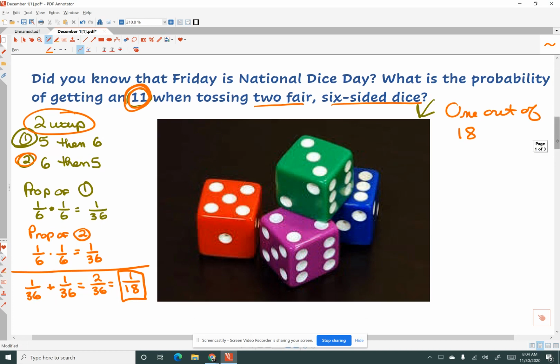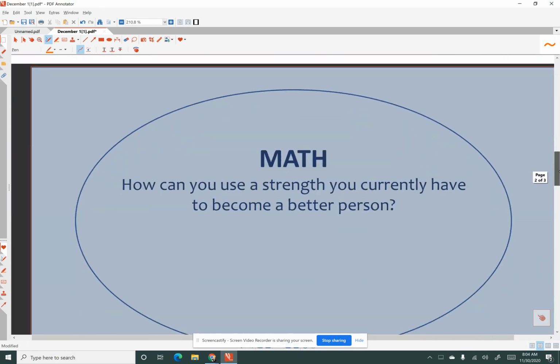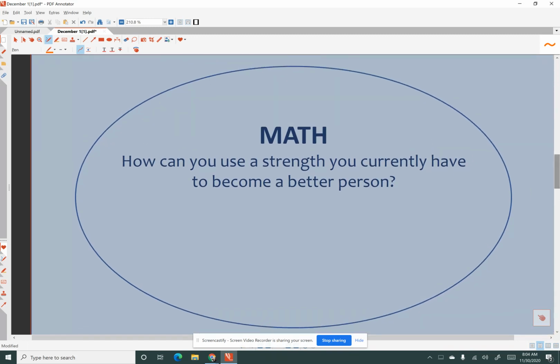So let's move on to our do now, our real do now. We have a question today. How can you use a strength you currently have to become a better person? So this isn't a wish list. This isn't something you think about. This is, what do you already have that's good? Are you honest? If that's your strength, how can you use that to become a better person?